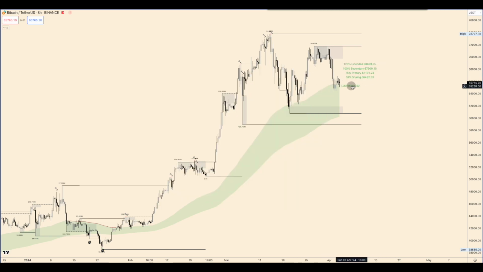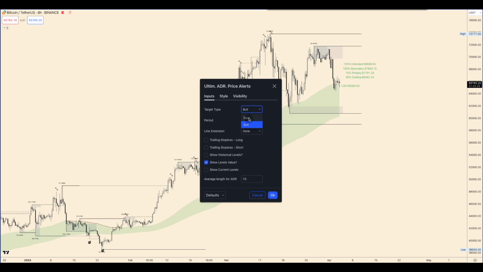So what this does is basically it sets the, you can choose between bull and bear on this, and it uses the daily candle, the 1 hour, the weekly, the monthly and the yearly candles to find sort of the average range, right? And it uses the 10 previous candles.